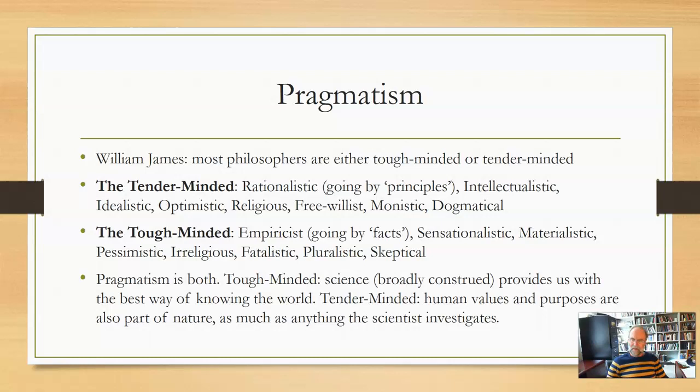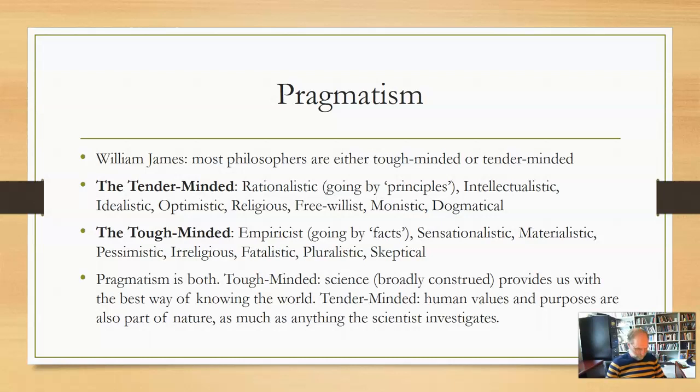Okay? The tough-minded, on the other hand, they tend to be empiricists, going by facts, sensationalistic, and by that he means they focus on the senses, like on the input of sense data. David Hume, for example, he focused strictly on the sight, right? So the sense of sight was it. So that's what we call a sensationalistic philosopher. They're materialistic, believing everything is matter in motion. Okay? They're pessimistic, irreligious, remember Hume, fatalistic, pluralistic, and skeptical. And again, Hume kind of comes to mind there, doesn't he?